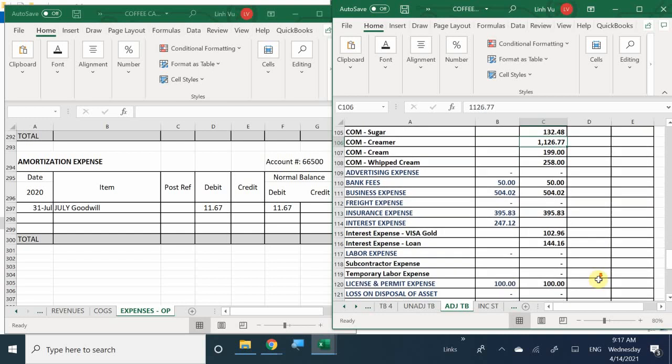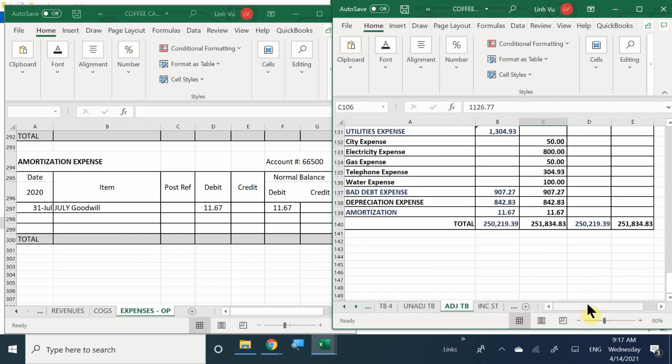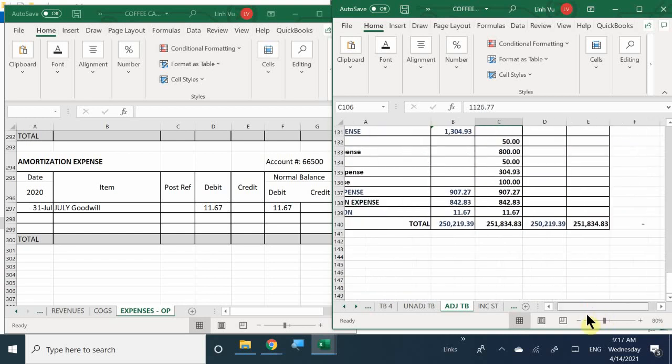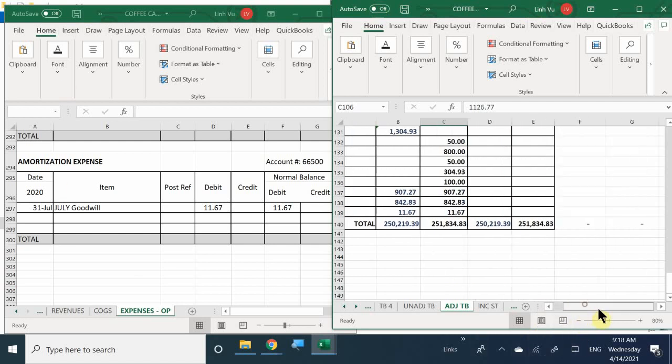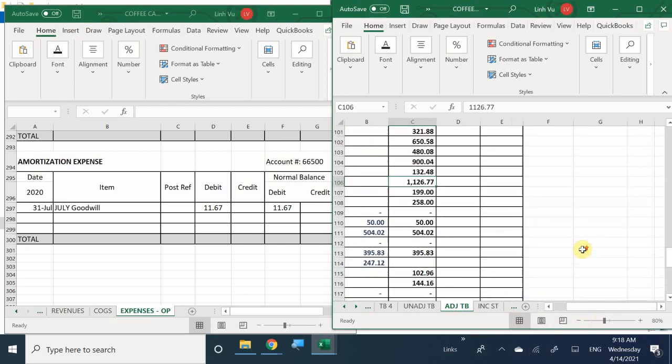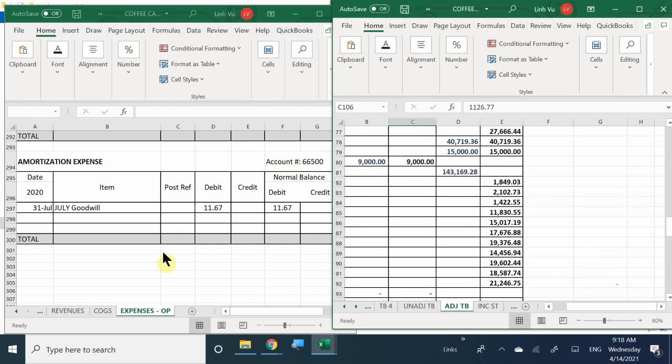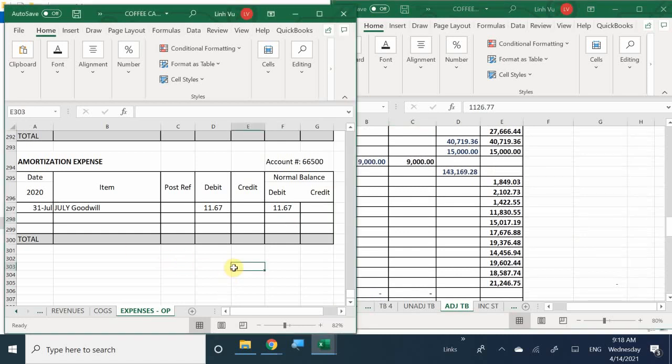Let's see. Yes, excellent. Good job. So, yeah, we all matched. So that means we're completely done with our adjusted trial balance. Okay? So far, so good. Good job, everybody.